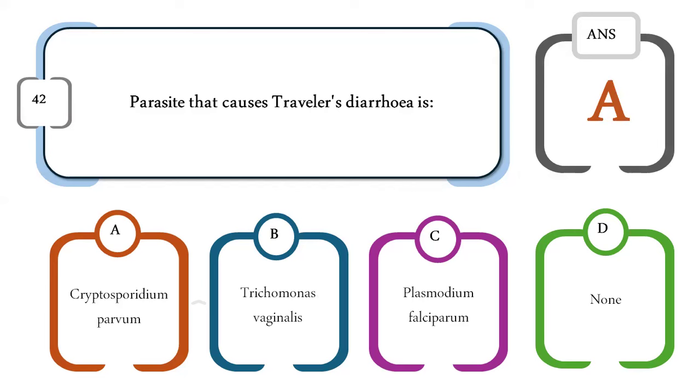Traveler's diarrhea is mostly caused by bacteria, that is Escherichia coli, and next to that Serratia and other bacteria. But here the question is which parasite causes traveler's diarrhea. Generally Giardia causes traveler's diarrhea, but in these options there is no Giardia. So next to Giardia, Cryptosporidium parvum causes traveler's diarrhea. So here the right answer is Cryptosporidium parvum.